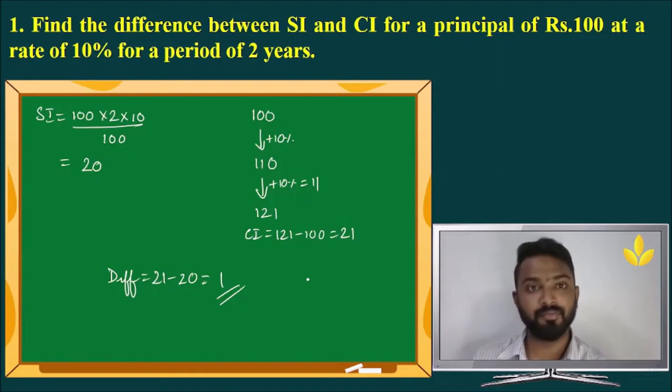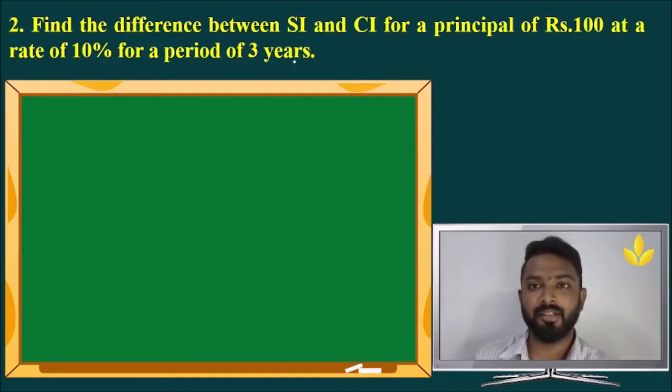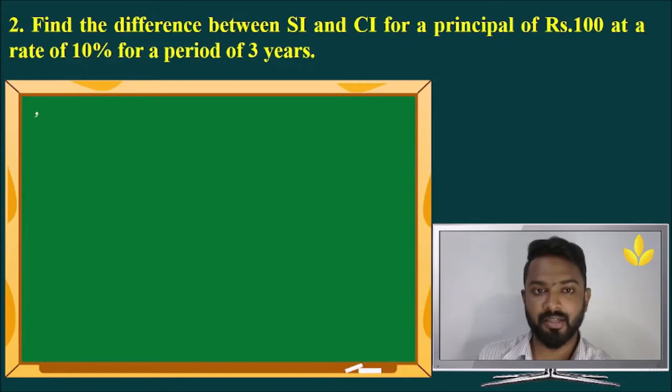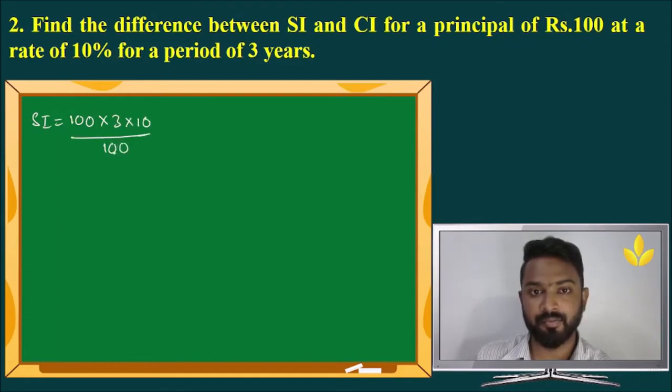Let's move on. Find the difference between SI and CI for a principal of 100 at the rate of 10% for a period of 3 years. The previous one was 2 years. This one is 3 years. That's it. Let's find the simple interest. We have P, T, R by 100. That is 30 rupees. Now when it comes to CI, we start with 100.